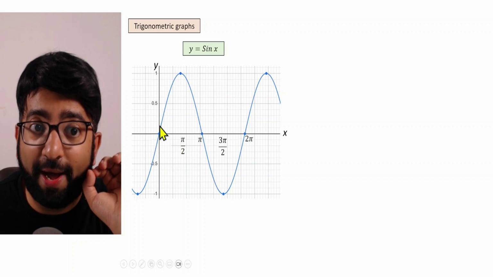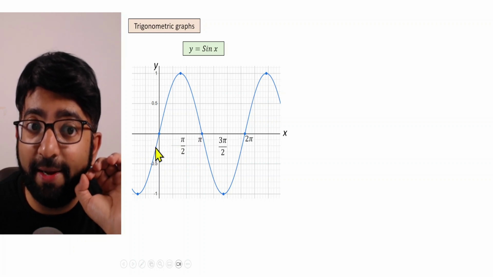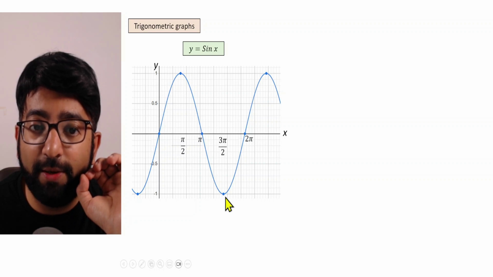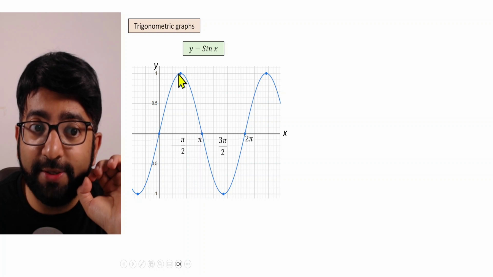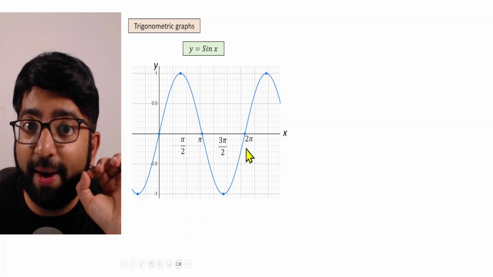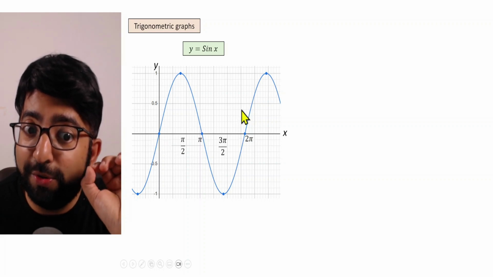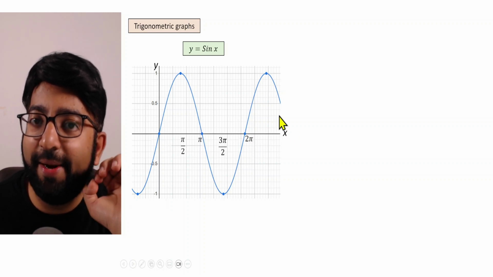If you observe, the value of sine x is 0 at x is equal to 0, which means if the angle is 0, the value of sine will be 0. The maximum value of a sine function is positive 1, and the minimum value of a sine function is negative 1. And if you observe very carefully, y is equal to sine x is going to repeat itself after every 2 pi radians. So the value of sine is 0 at 0, and it is also 0 at 2 pi. After 2 pi, the shape of the graph just repeats itself.